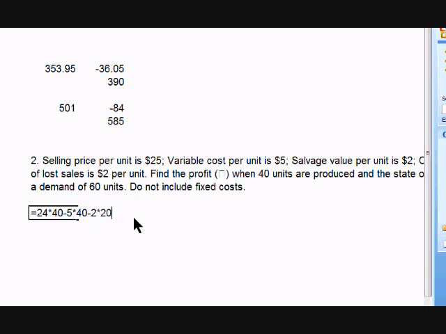So we have 24 times 40 is our revenue, and our variable cost is -5 times 40, and our lost sales is a -2 times our 20. So our answer in this case is going to be 720. So again, there's a problem there. That should have been 25. I didn't think the math worked out right. 760. There's our answer. A little typo slip of the wrist there. So our answer in this case is 760.